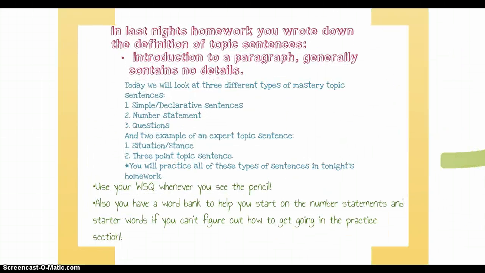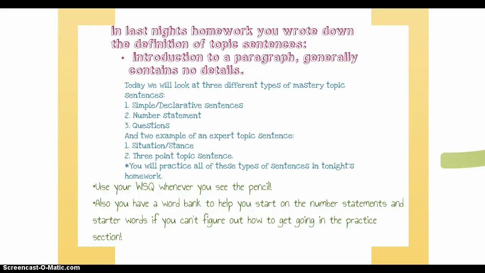In last night's homework, if you want to go and look at your whisk from last night, you wrote down the definition of a topic sentence, which basically is the intro to a paragraph that really contains no details. You're just stating what the paragraph's going to be about. Today we're going to look at 3 different types of mastery topic sentences, and those are simple declarative, number statement, and questions, and then an expert topic sentence or 2 called situation stance and the 3-point topic sentence.